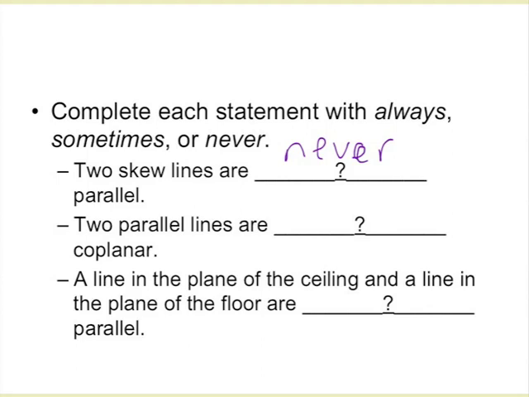Two parallel lines are blank coplanar. What does it mean to be parallel? They don't intersect and they're in the same plane, so two parallel lines are blank coplanar? Always.